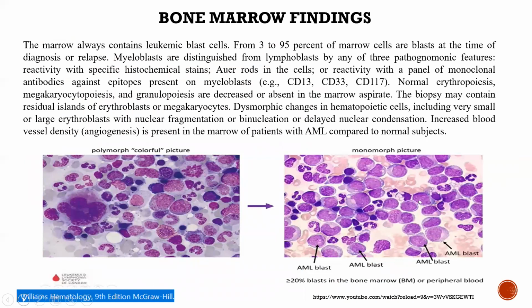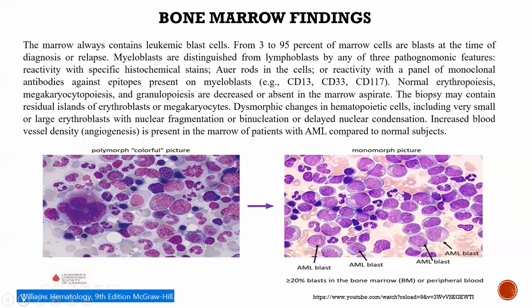The marrow always contains leukemic blood cells. In acute myeloid leukemia, from 3 to 95% of marrow cells are blasts at the time of diagnosis or relapse. Myeloblasts are distinguished from lymphoblasts by any of three pathognomonic features: reactivity with specific histochemical stains, Auer rods in the cells, or reactivity with a panel of monoclonal antibodies against epitopes present on myeloblasts. Auer rods in the cells suggest that the cell is young and immature, so there is a problem of differentiation of the cells.